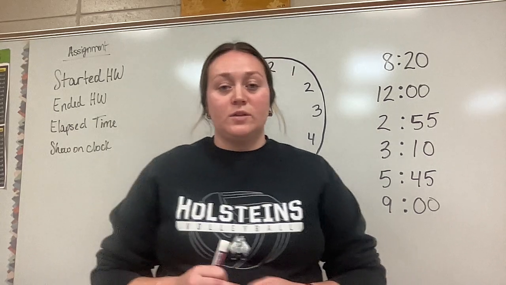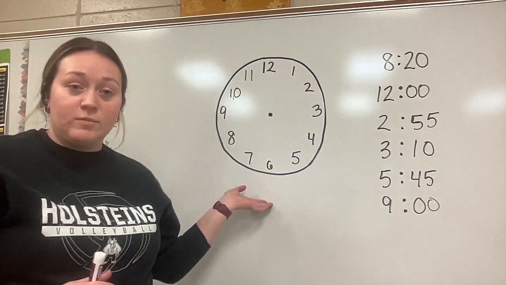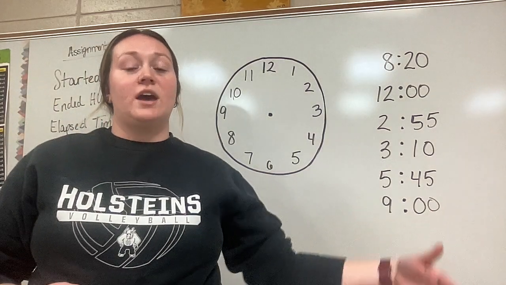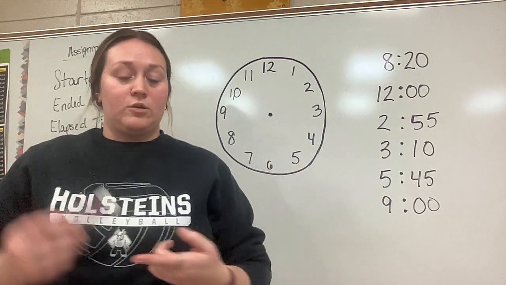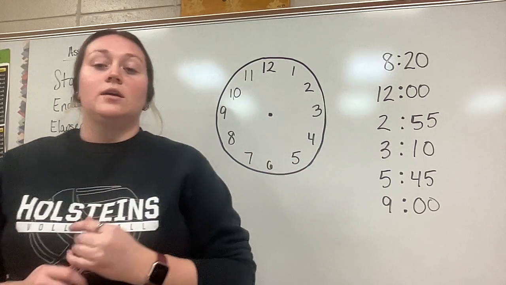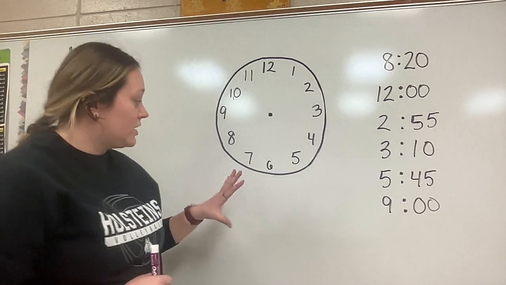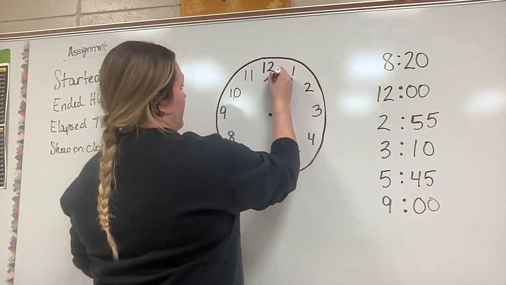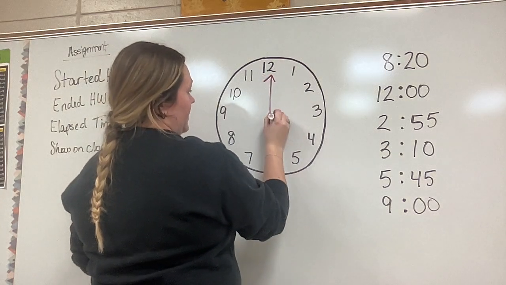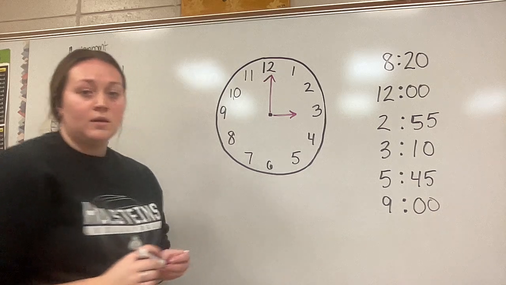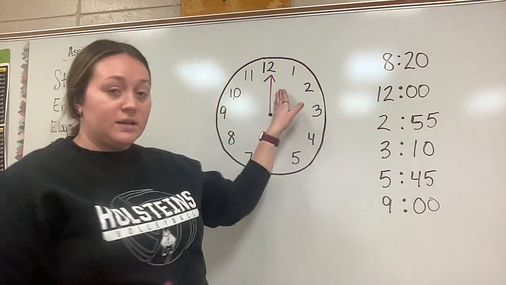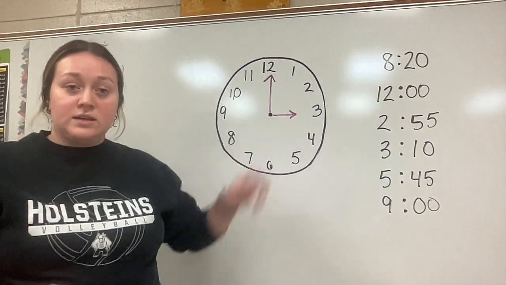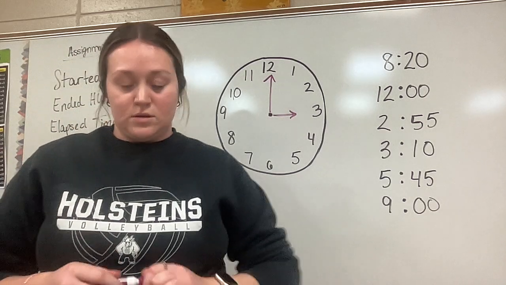Today, we are going to be talking about telling time and elapsed time. Elapsed time is talking about how much time has passed. We're going to be counting hours and minutes. First off, we're just going to look at a basic clock. I'm just going to draw a basic time on here. I'm going to have my big hand and then my little hand. My big hand is going to represent the minutes. My little hand is going to represent the hours.